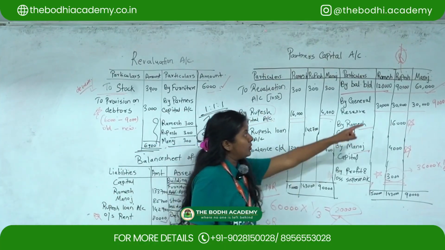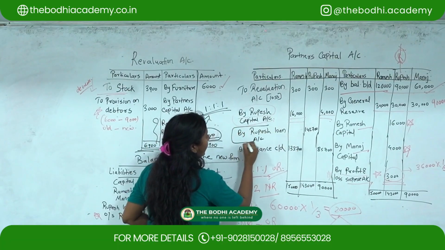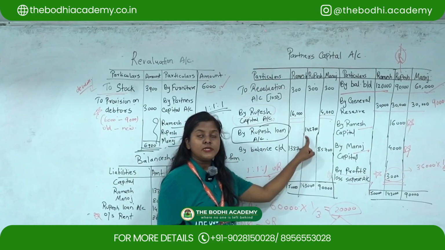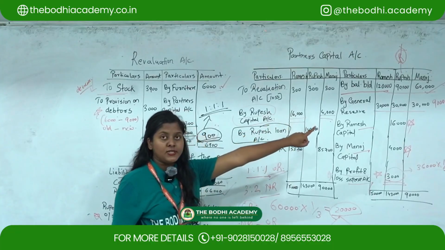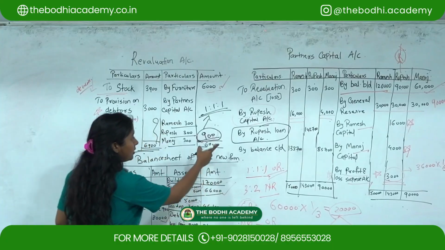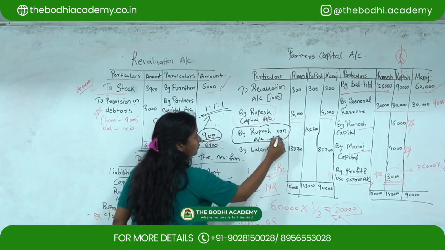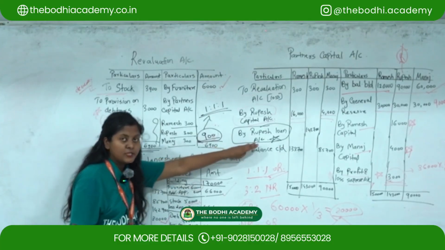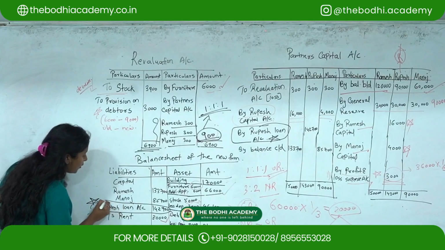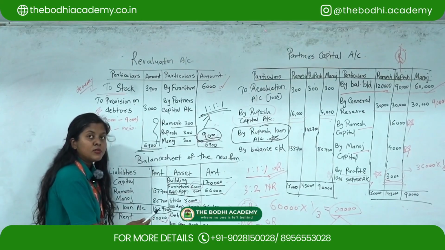After that, you have to tally all the sides. Now see, I'm getting Rupesh loan account as a balancing figure of 1,42,700. Since Rupesh is retiring, his balancing figure you always have to show separately, because he is not going to continue with the firm. This amount the firm is going to pay him, so I'm showing it separately as Rupesh loan account, 1,42,700.